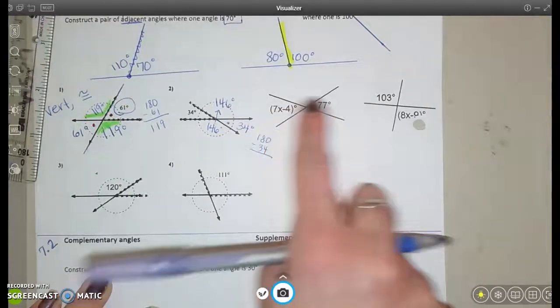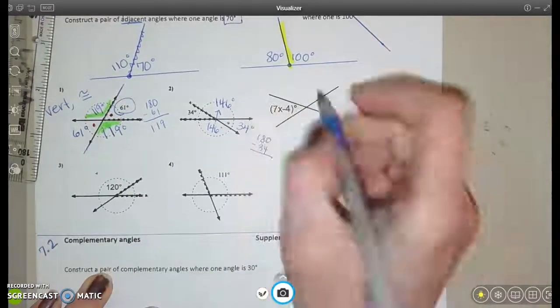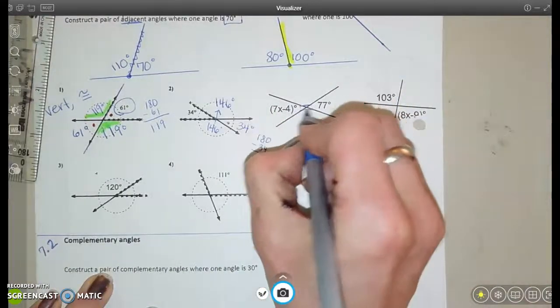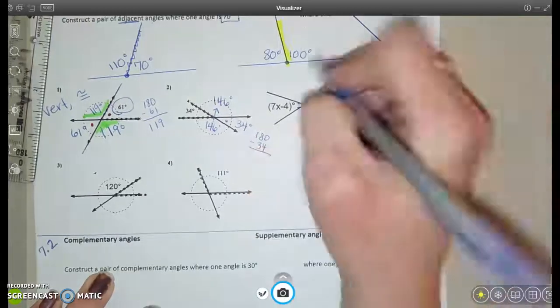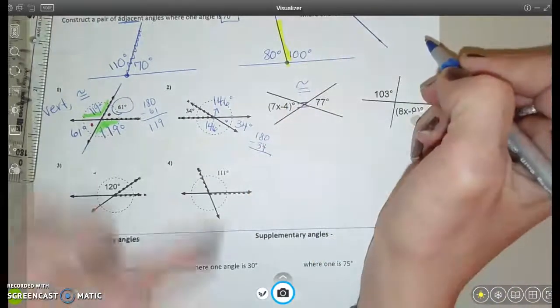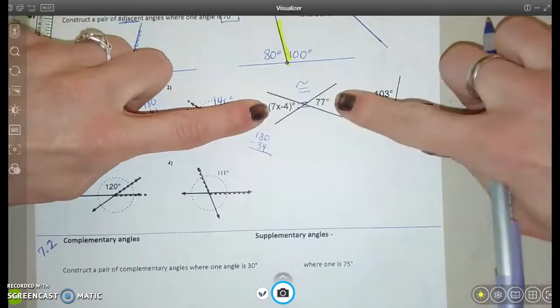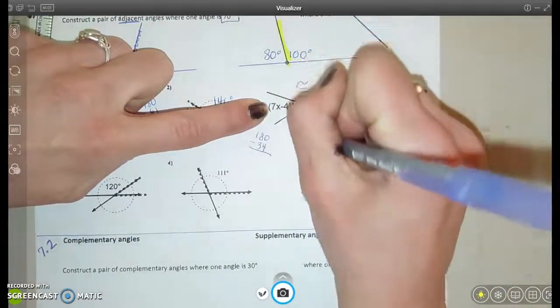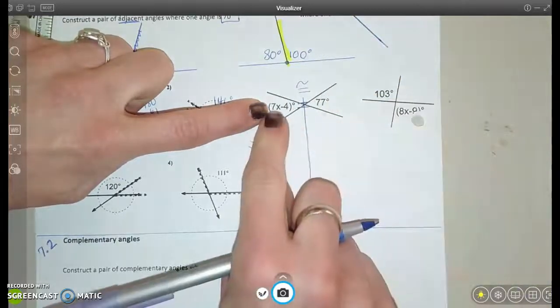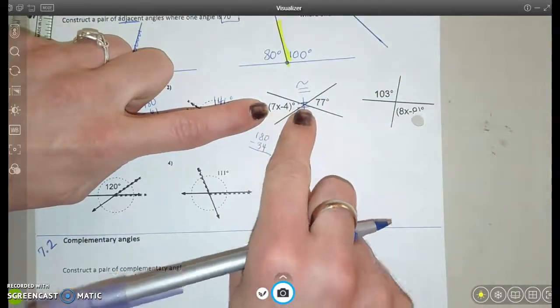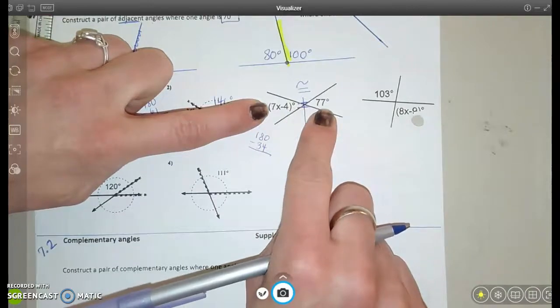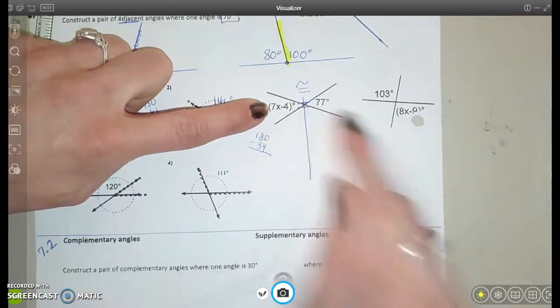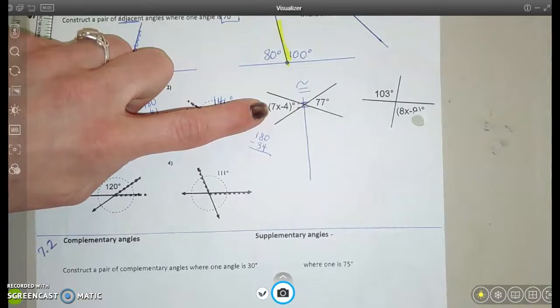Okay, because I have angles that are across from each other, tip to tip, these are vertical angles. And we know that vertical angles are always congruent. So whatever this measure is, it has to be exactly the same as this. So when I set up an equation to solve for this x, I know that this 7x minus 4 is equal to 77. Well, now I just have an equation. It's a two-step equation to get x by itself, and then I'll know how big this angle is.